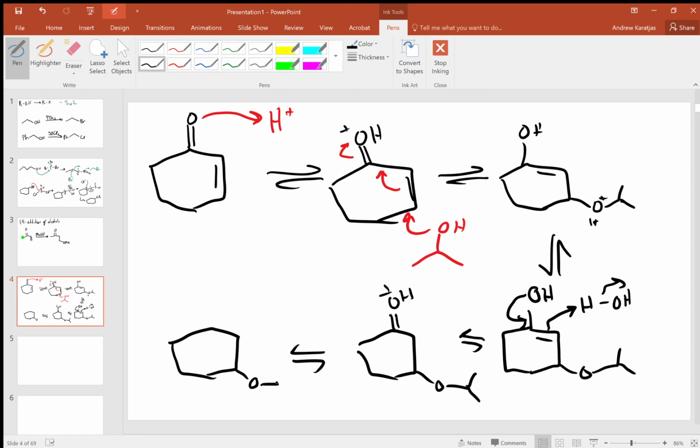Again, not a highly used reaction, especially in comparison to the 1,2 addition. But we can get 1,4 addition of an alcohol. It does work, and again, under acidic conditions, this is our mechanism.